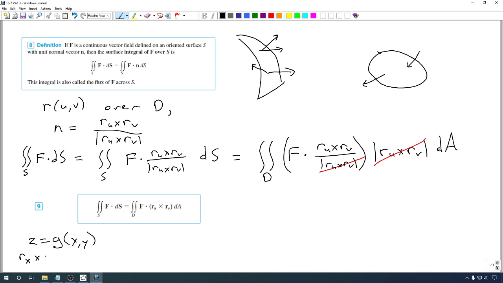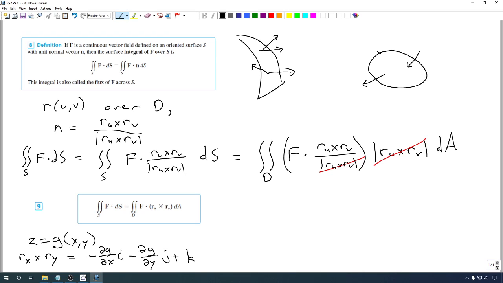Rx cross Ry is just going to be the negative derivative of g with respect to x, i, minus the derivative of g with respect to y, j, plus k. Remember, that was our positive orientation, or our upward orientation that we looked at in the last video.